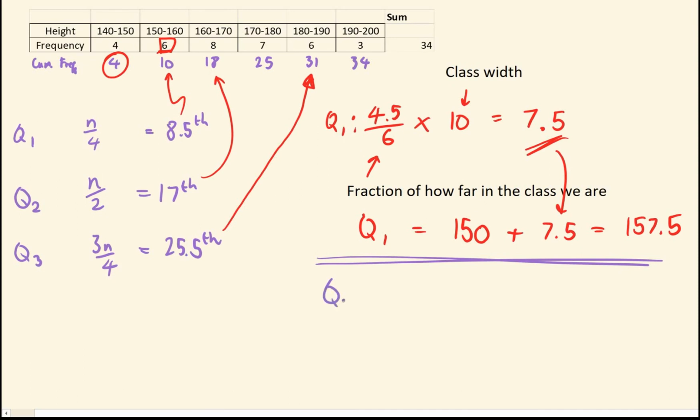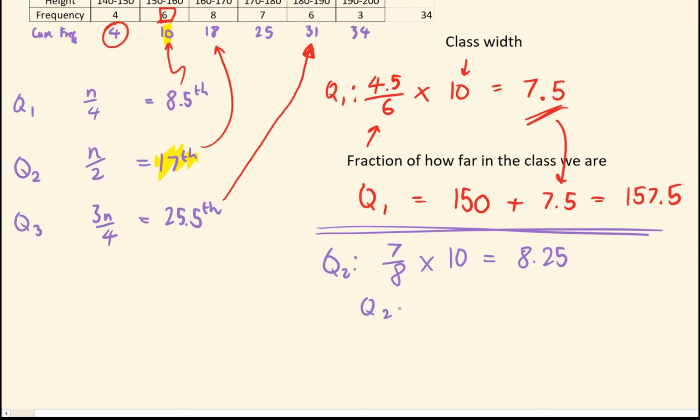So for the median, again, I want to work out what fraction into the class width I am. So if I do 17 take away 10, that's going to tell me I am 7 pieces of data into this class width. So I'm going to do 7 over 8 times by the class width again, which is 10. That gives me 8.25. So I'm going to be 8.25 units into that class width.